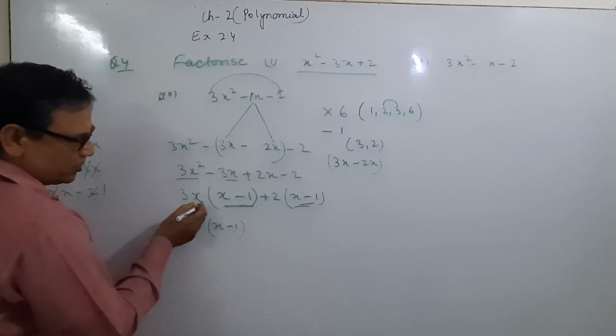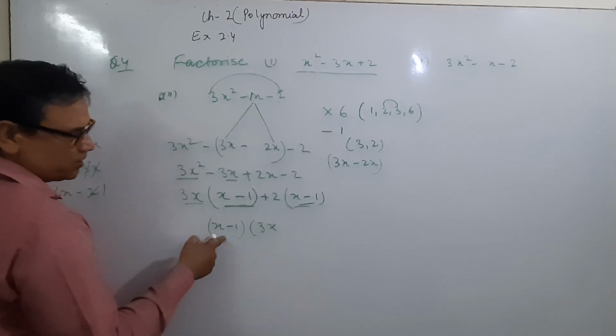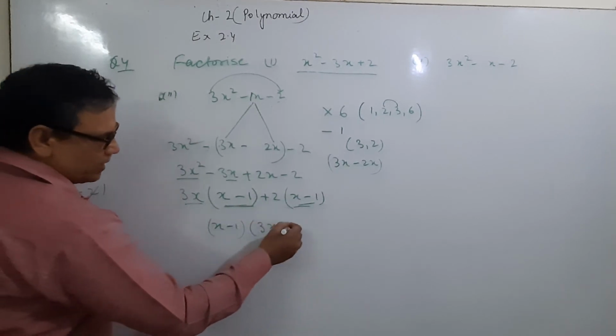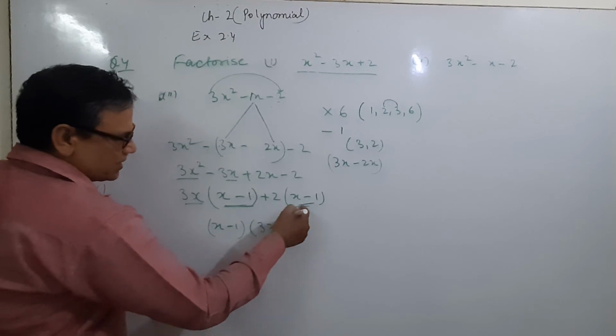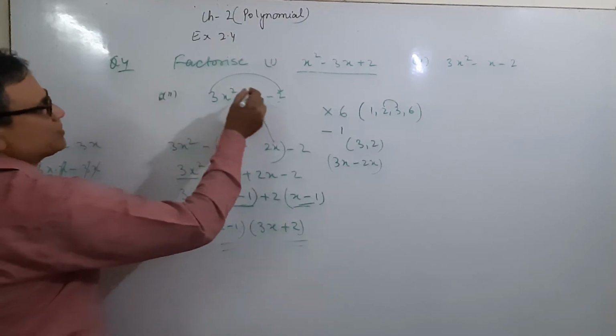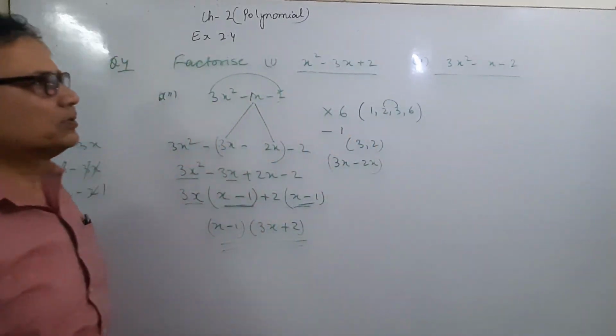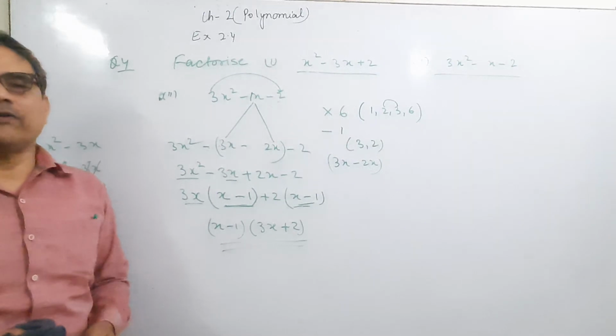And now start from here. 3x, bracket, x minus 1 is written. And plus 2, and x minus 1 is written. It means these are the factors of 3x square minus x minus 2. And in this way we can find the factors.